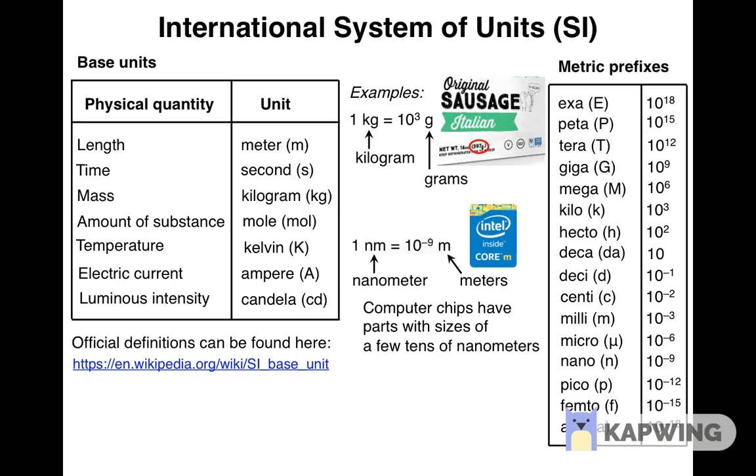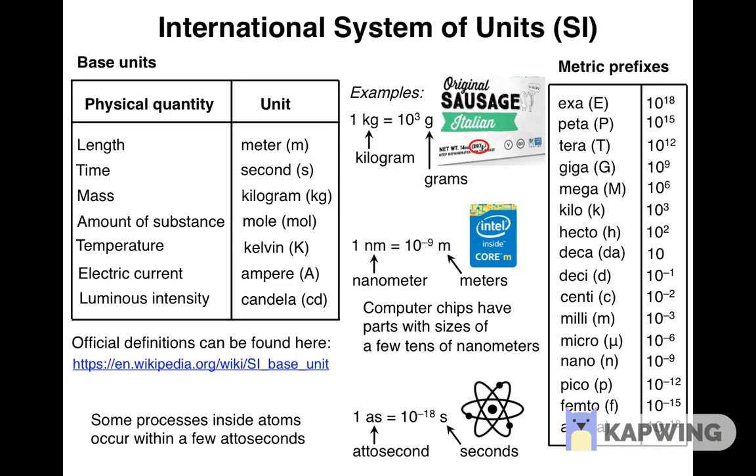A nanometer is 1 billionth or 10 to the power minus 9 of a meter. Modern computer chips have parts with sizes of only a few nanometers. An attosecond is a billionth of a billionth of a second, or 10 to the power minus 18 second. Some processes inside atoms occur on timescales of a few attoseconds.